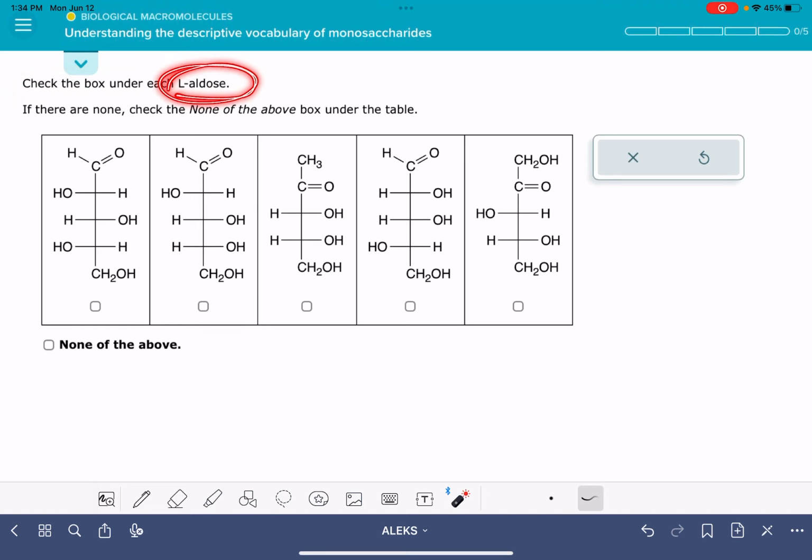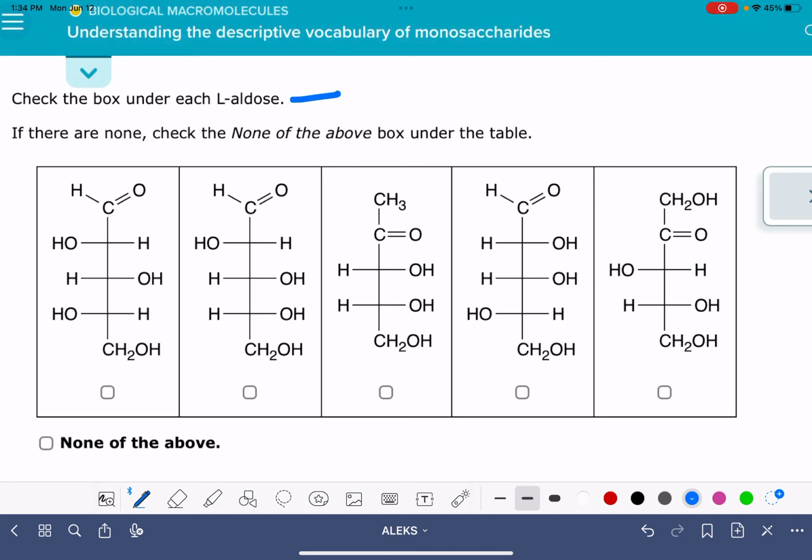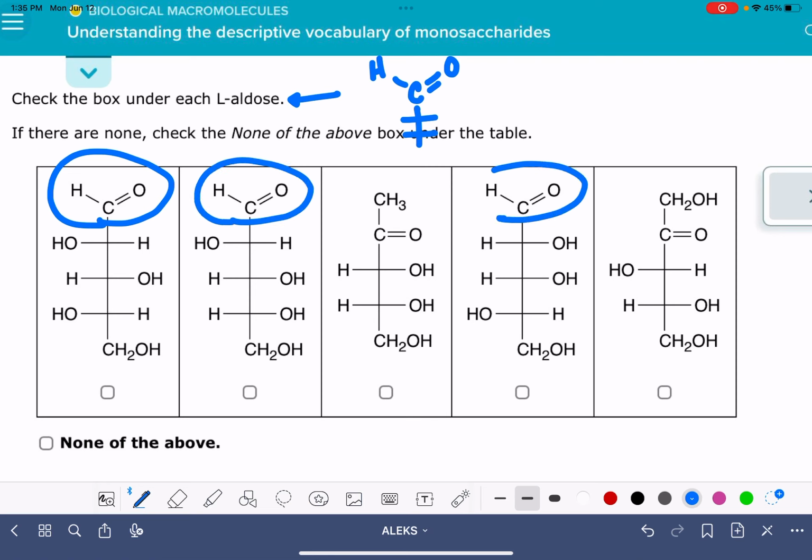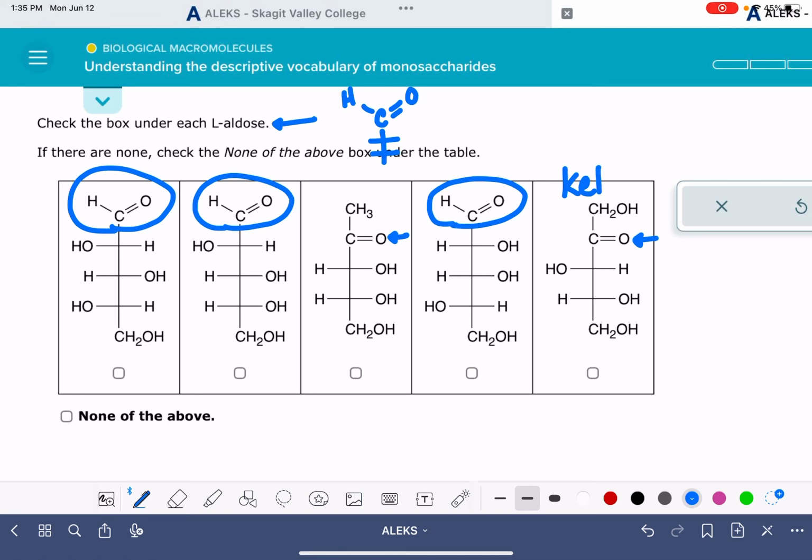So there's two things that we're looking at in this name, L-aldose. I'm going to start with the aldose portion of the name. Aldose molecules are ones that have a carbon-oxygen double bond with a hydrogen at the top of the molecular structure. So this is an aldose. This is also an aldose. This one is an aldose. These two, which have the carbon-oxygen double bond in the second carbon down, are called ketoses. So that is a ketose. So we know that we're not going to be checking the box of either one of these because they are ketoses.